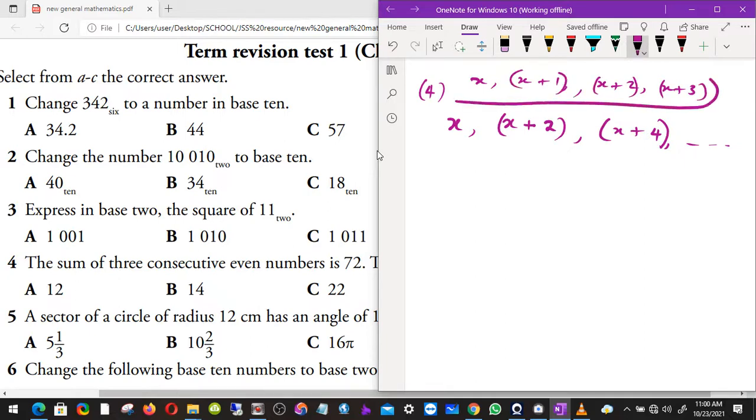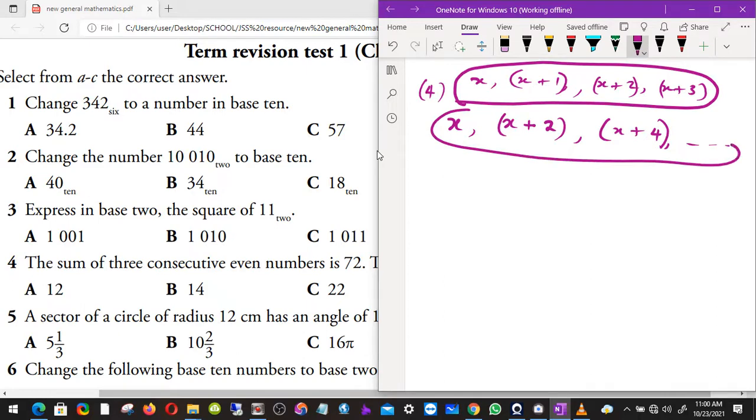This one here is for consecutive numbers. This pattern is for consecutive even numbers or consecutive odd numbers. You have to note the difference. They are telling you consecutive even numbers, not the expression for consecutive numbers. So they said the sum of 3 consecutive even numbers is 72. So if you add this, tell me please, add x plus x plus 2 plus x plus 4 equals 72.